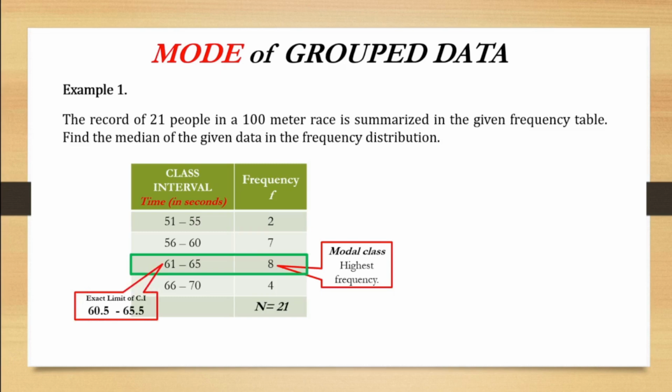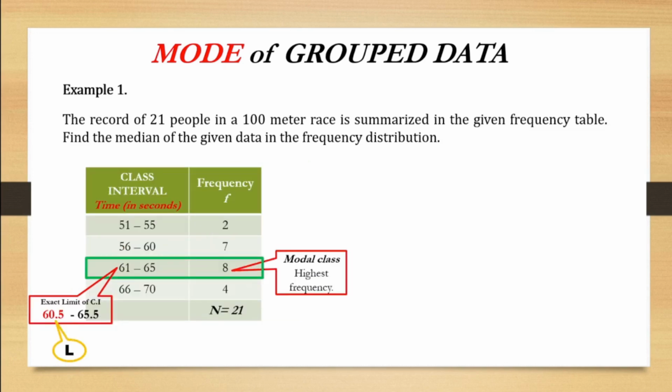Afterwards, we have to identify the exact limits of the class interval of our modal class. So if we have 61 to 65, by subtracting 0.5 from our lower limit and adding 0.5 to our upper limit of our class interval, then the exact limits of the class interval will be 60.5 to 65.5. Then we can say our exact lower limit L is 60.5. And let us now identify our I using the formula I is equal to upper limit minus lower limit plus 1.